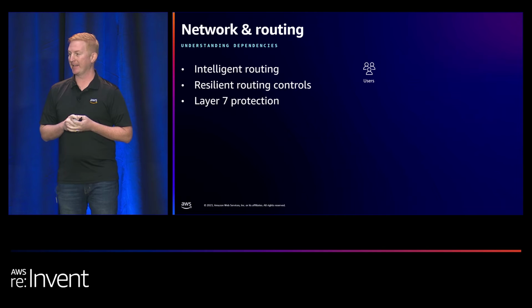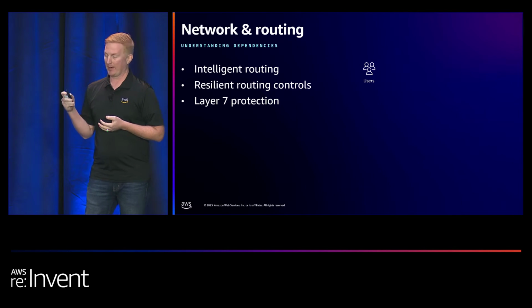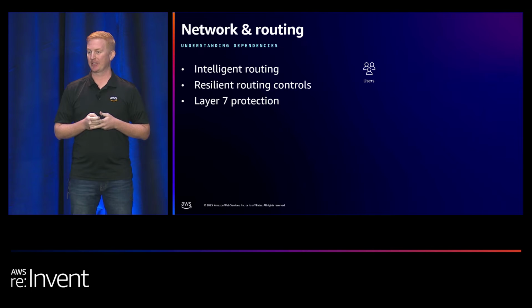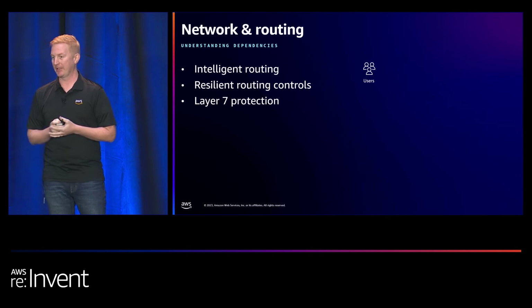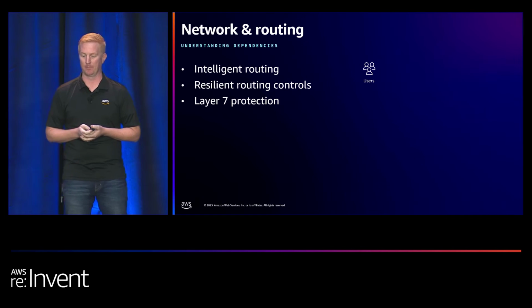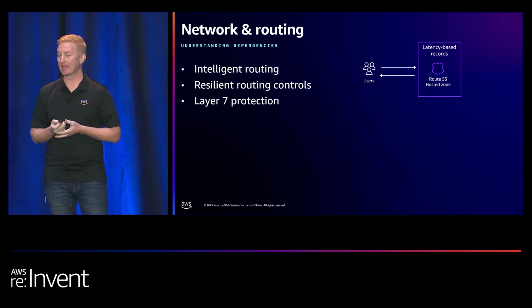The next problem they needed to overcome was understanding how they can have a globally distributed, intelligent, and reliable routing layer. So they wanted to ensure that users, when they came into the application, were automatically routed to the location that was most relevant to them, which in this case had the lowest latency for them. So to accomplish this, they utilized Route 53 latency-based record sets.